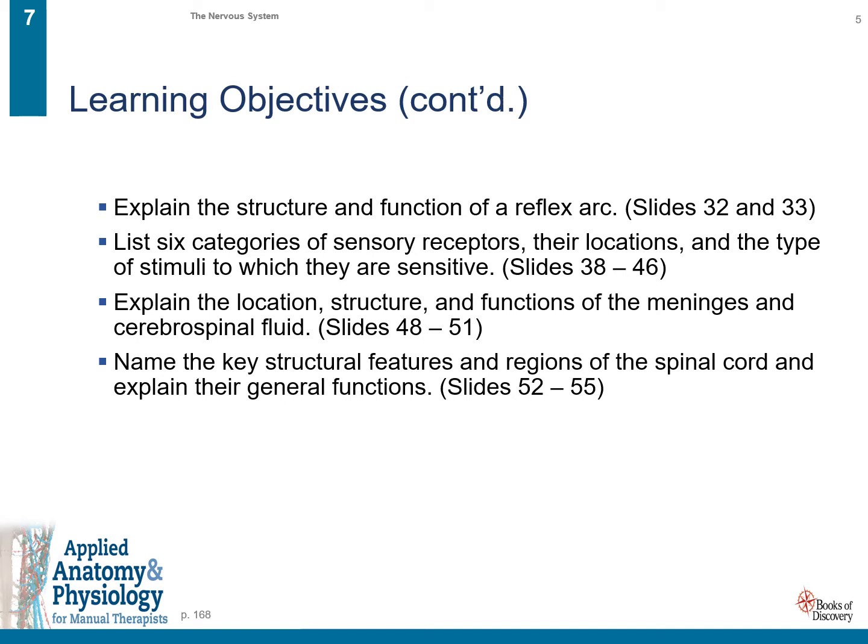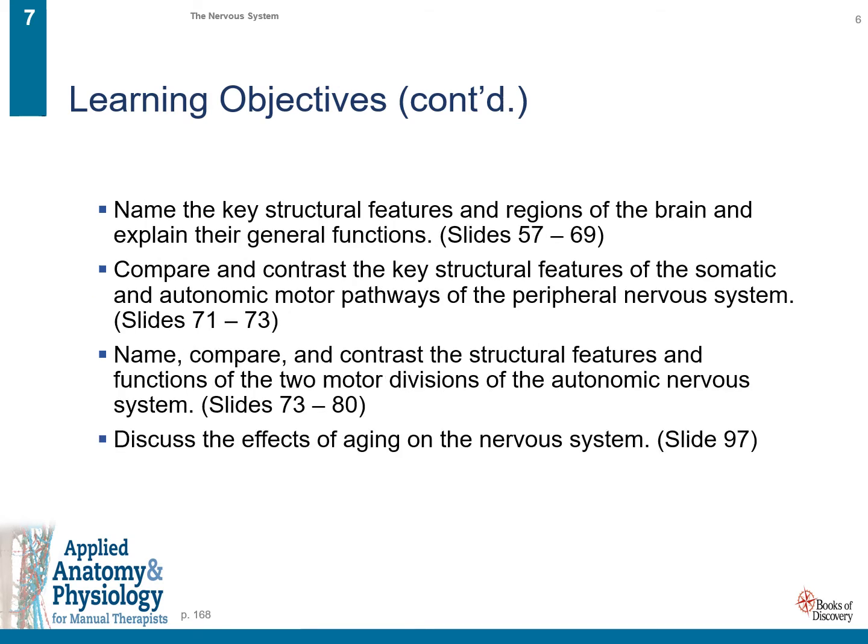List 6 categories of sensory receptors, their location, and the type of stimuli to which they are sensitive. Explain the location, structure, and functions of the meninges and cerebrospinal fluid. Name the key structural features and regions of the spinal cord and explain their general functions. Name the key structural features and regions of the brain and explain their general functions.